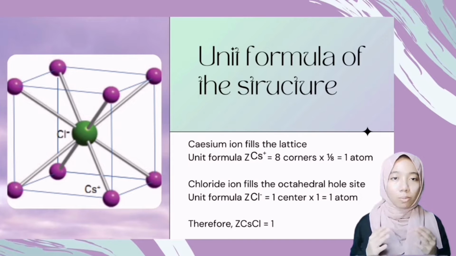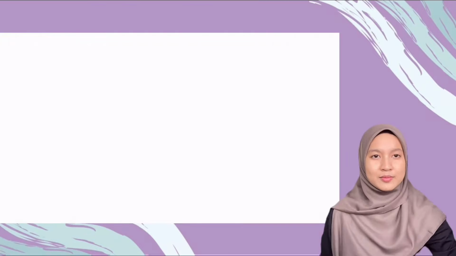Thus, the unit formula of the caesium ion is 1 atom, which is 8 corners times 1 over 8. Next, the chloride ion fills the octahedral hole site. Thus, the unit formula of the chloride ion is 1 center multiplied by 1, resulting in 1 atom. Therefore, the unit formula of caesium chloride is 1. Next, I will pass my presentation to Fatimah.